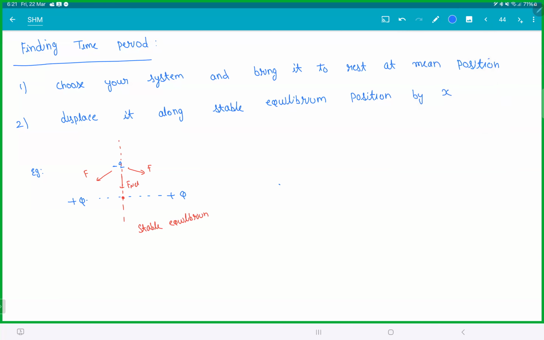But same thing, plus Q, plus Q. If you put a minus Q here, and if you try to displace it this way, what will happen? This is your mean position. The moment you try to push it this way, the attraction will become more. The right charge attracts more strongly than the left one. So it will not come back. It will just keep going towards right.